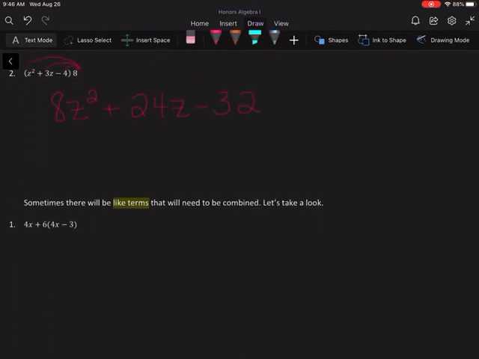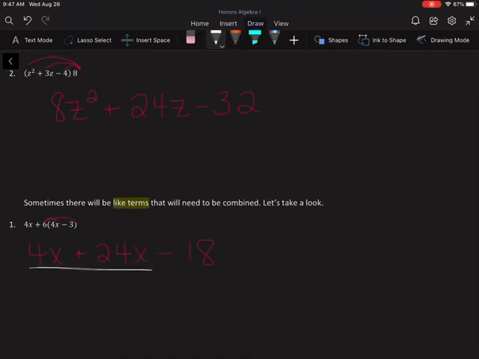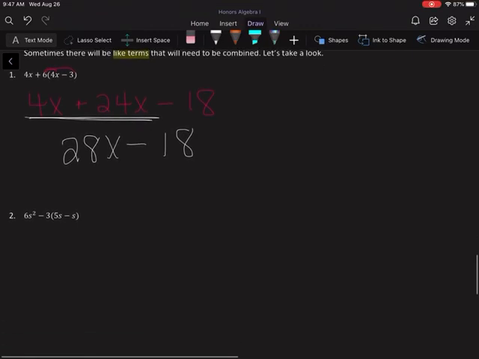All right. Sometimes there will be like terms that you need to combine. So let's first distribute. And we'll just drop that 4x and we'll distribute. And these are like terms, right? So 4x plus 24x is 28x minus 18. And this 18 is not a like term because it doesn't have an x.